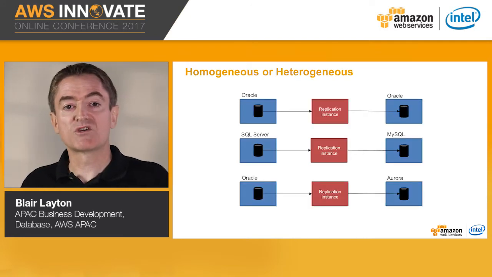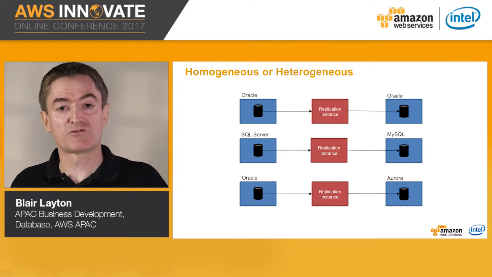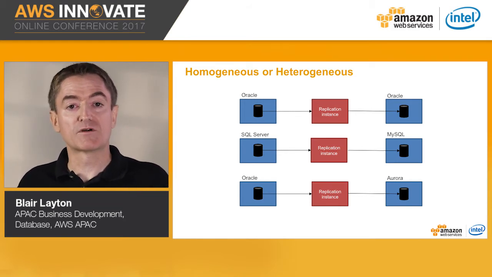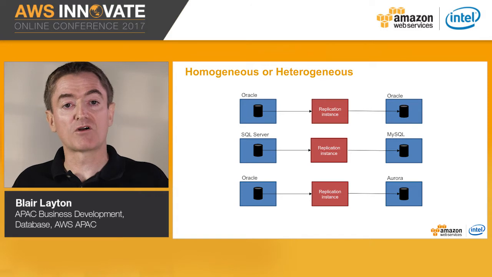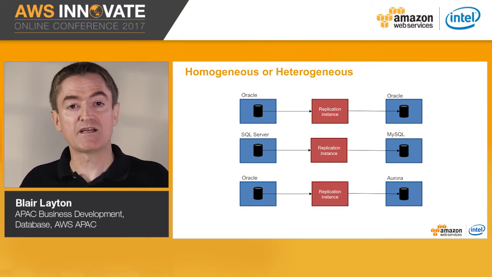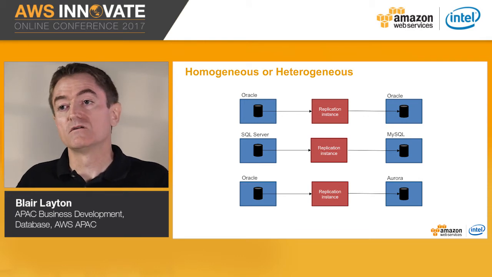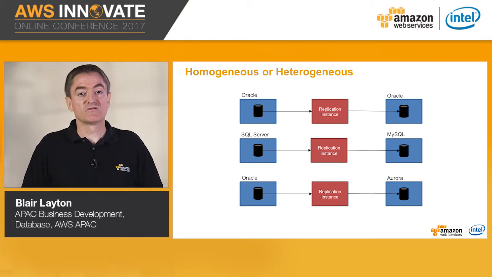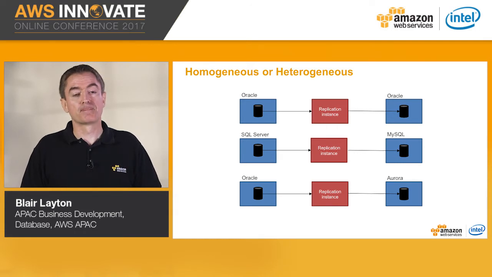When migrating, you can choose to do a homogeneous or heterogeneous migration. For example, you could migrate from Oracle Database Enterprise Edition to exactly the same version and platform. You could also migrate from one version of Oracle Database to another, or even from Standard Edition to Enterprise Edition. You could also migrate from SQL Server to MySQL or from Oracle Database to Aurora.